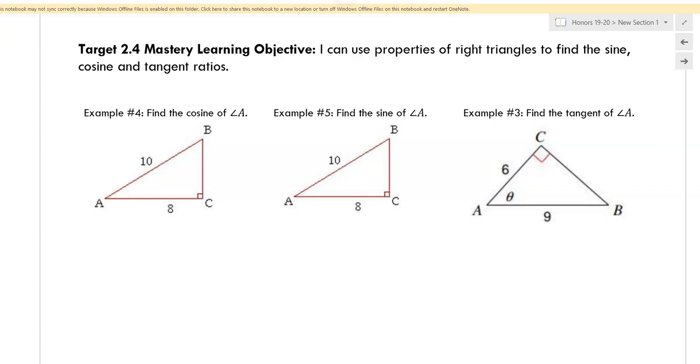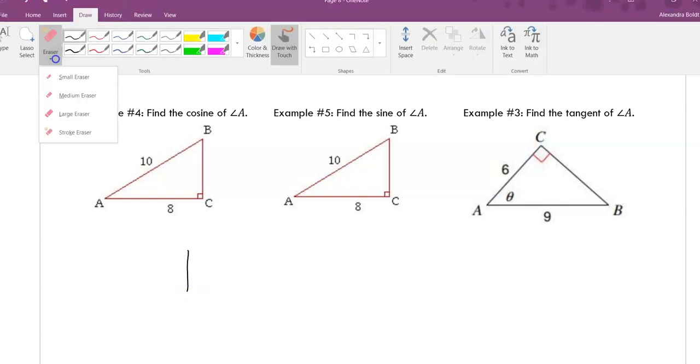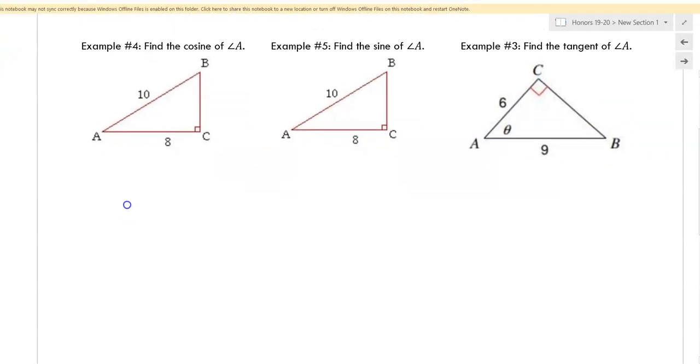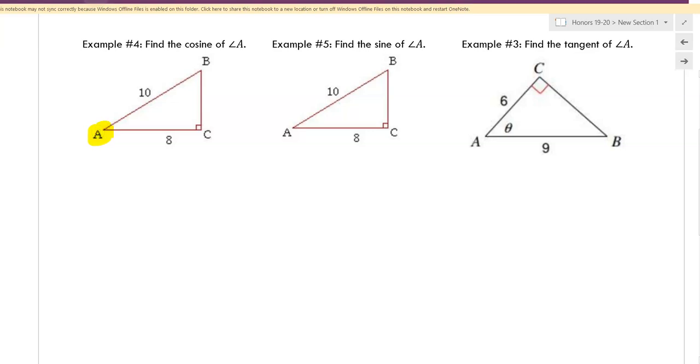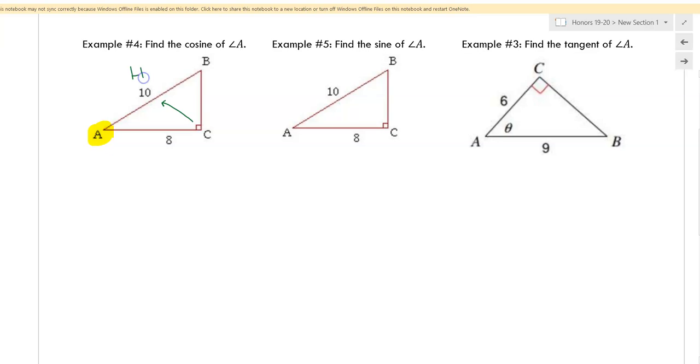So if we look at example number 4, it says find the cosine of angle A. So again, here's angle A. Let's label our sides. We have our hypotenuse, our opposite side, and our adjacent side. Well, now I find the cosine of A, then cosine equals adjacent over hypotenuse. My adjacent side is 8. My hypotenuse is 10. Which reduces to 4 over 5, right? Easy enough. That's exactly what we did yesterday.